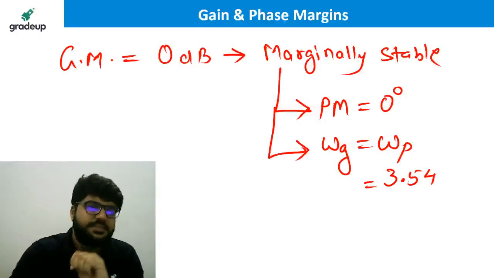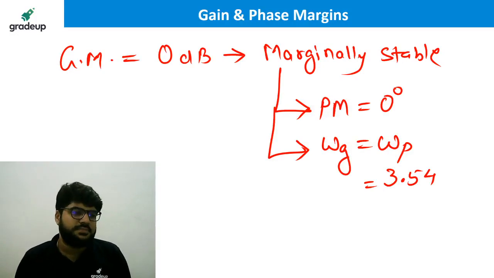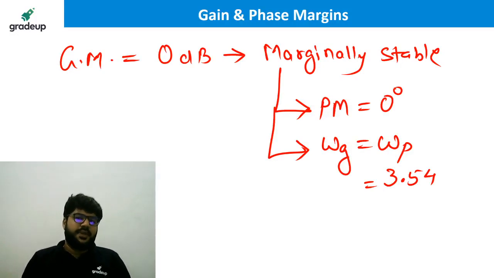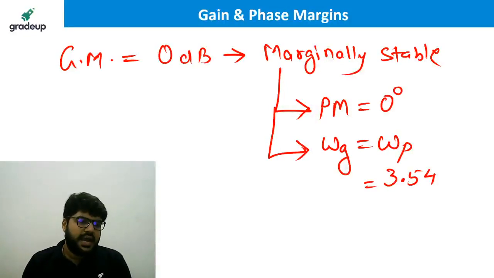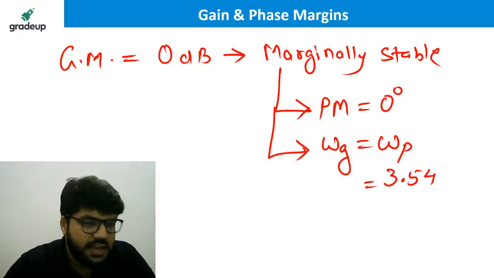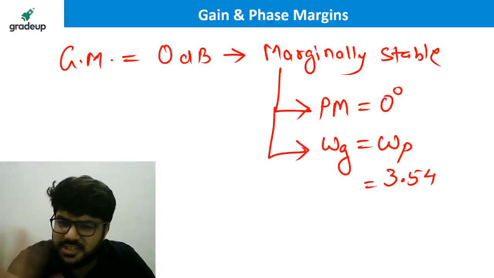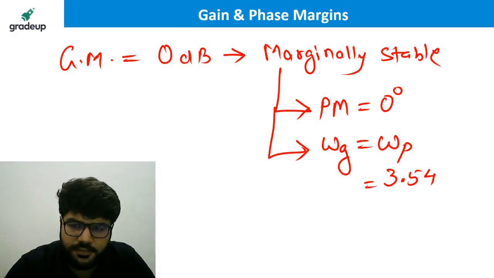Because the system is marginally stable, you can use the conclusion. That is why those key pointers are important. Remember them, save them. Phase margin is 0 because of a marginally stable system, and omega g will be equal to omega p, that is 3.53. Even if you calculate directly, 110% you will get that. There is no doubt in it. 110% you will get the same value if you solve by the formula of phase margin. That formula will also be used in the upcoming question, but for this question it is not required.